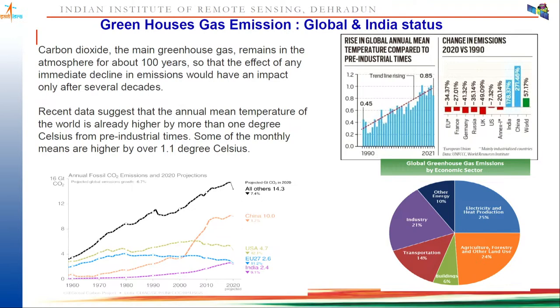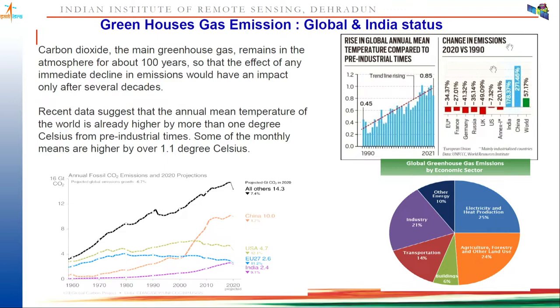There is a tremendous increase in greenhouse gases because of certain human activities as well as some natural forces. Human activities, mainly anthropogenic, include industrial burning of fossil fuel, tropical deforestation, transportation, industry, and more and more expansion of urban land, all causing an increase in greenhouse gas emission. Recent data suggests that the mean annual temperature of the world is already higher by more than 1 degree Celsius from pre-industrial times.